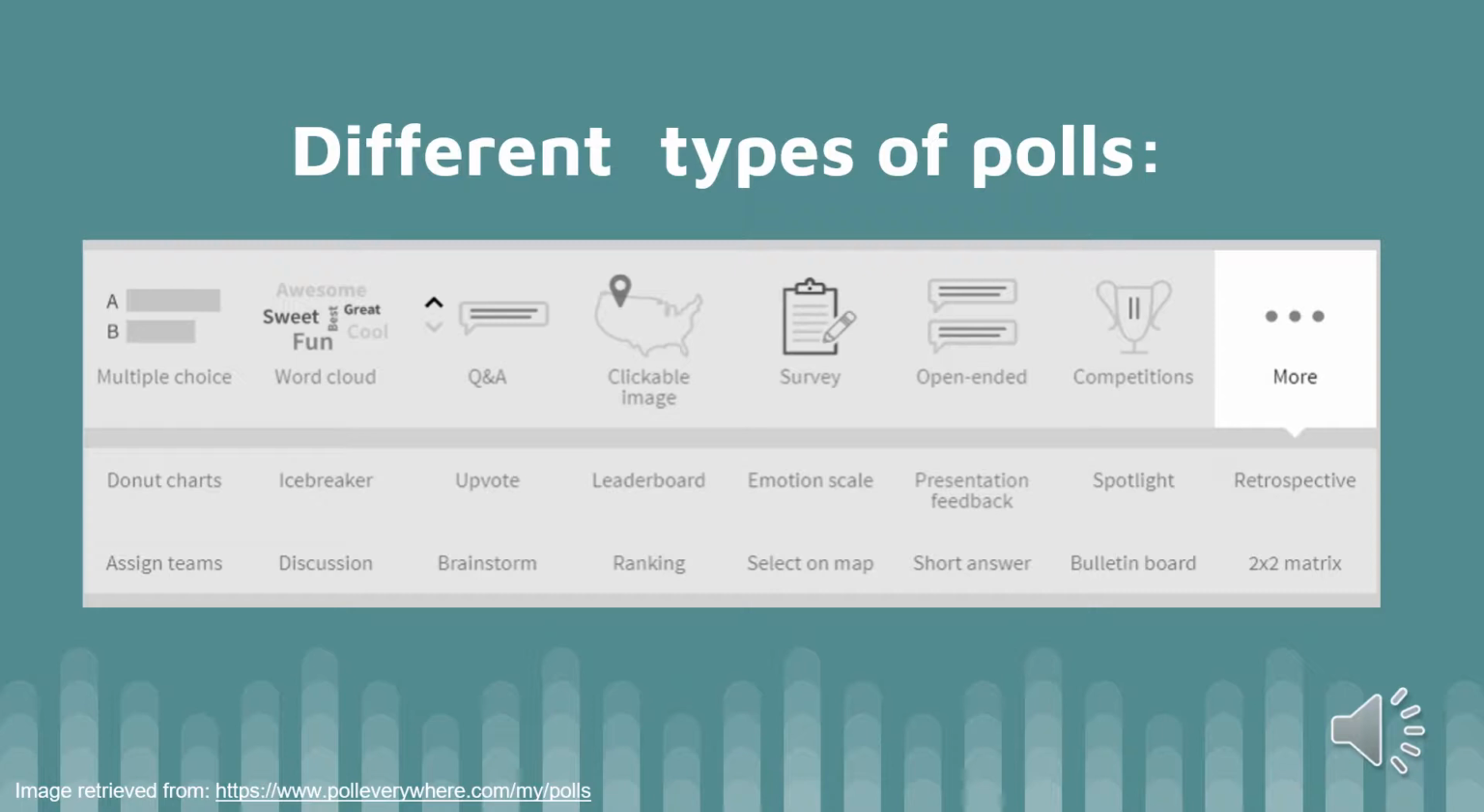There are many different types of polls in Poll Everywhere. To begin with, you have multiple choice, word clouds, questions and answers, clickable images, surveys, open-ended questions, and competitions.